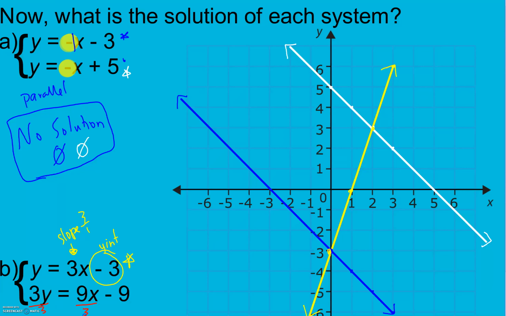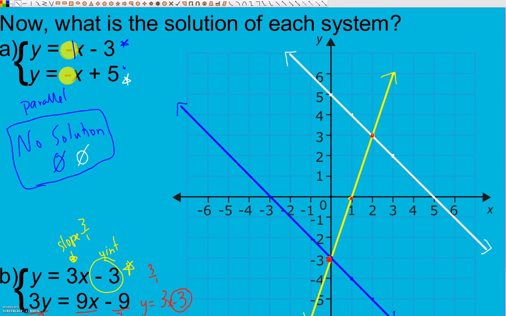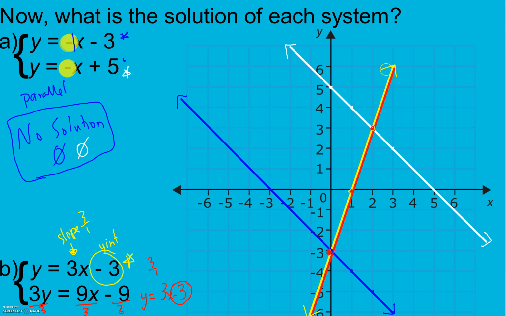To get y by itself, we only have one step there to get it in slope-intercept form. And remember, when I divide one piece, I divide every piece in my equation. Now, my y-intercept is at -3. My slope is 3 over 1. So up 3 over 1, up 3 over 1. When I draw in my line here, once again, I'm going to get the same line. And when that happens, we have infinitely many solutions.